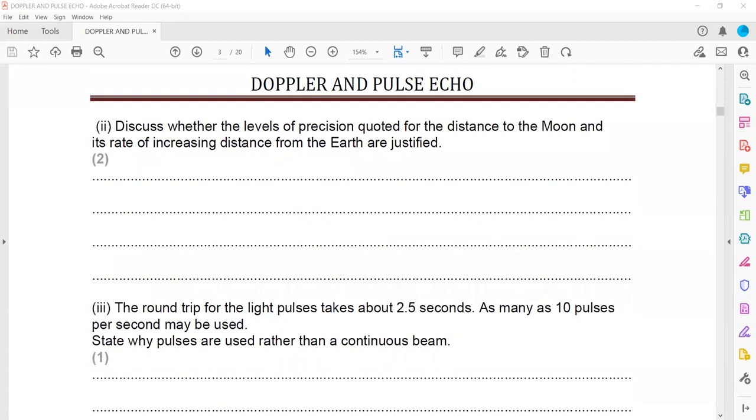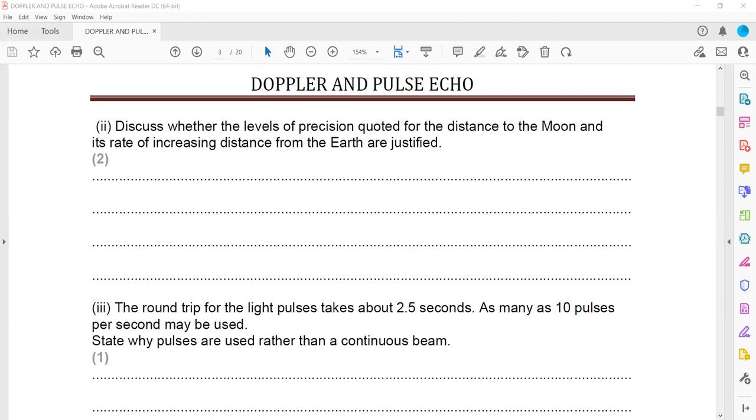So basically the distance is given in kilometer, whereas the distance moved is about 3.8 centimeter. For example, we say that every year the moon is moving away, so after 1 year it will move 3.8 centimeter away from us. So whether this is justified or not, it is not correct.